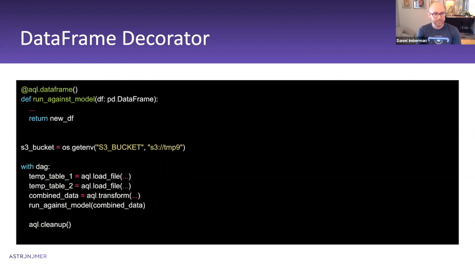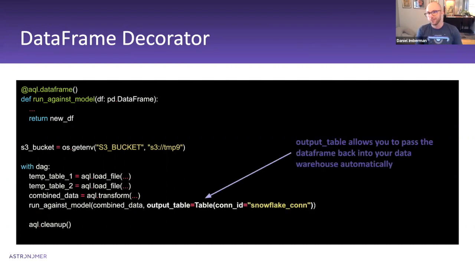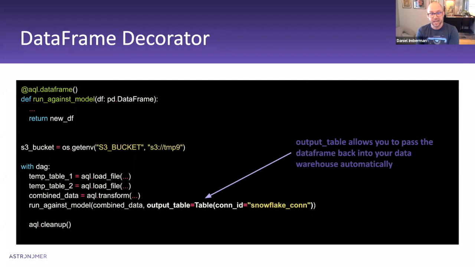And so the AQL.data frame operator, one thing that's really cool about it is you can pass in data frames, but you can also pass in tables. And we will, under the hood, magically take care of transforming your tables into data frames to run your data frame operation. Not only that, the same output table that exists on the AQL.transform exists in the AQL.data frame. So if you wanted to pass the output of your data frame function back into SQL, you can point it at a table, and we will return a table that can then be passed into future SQL tasks.